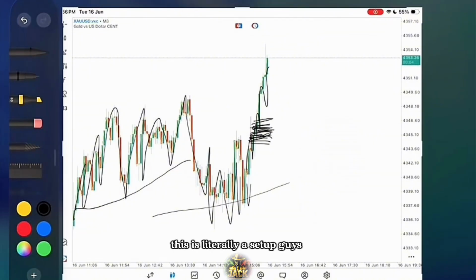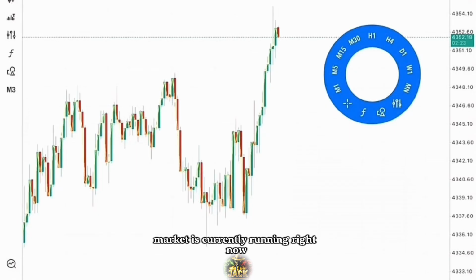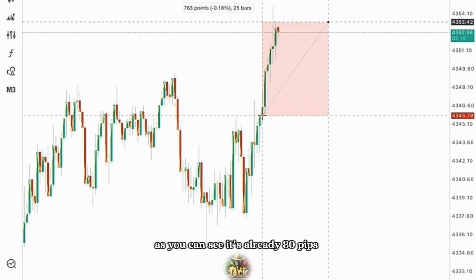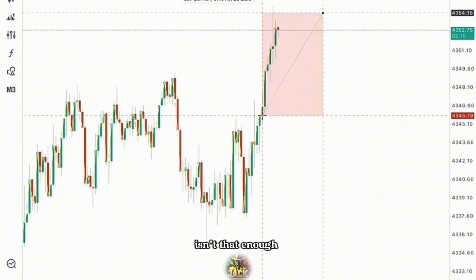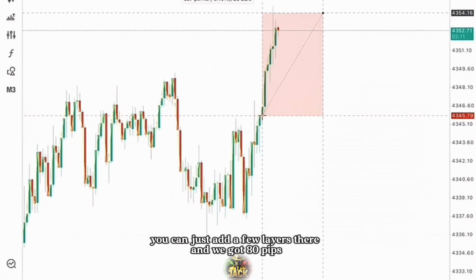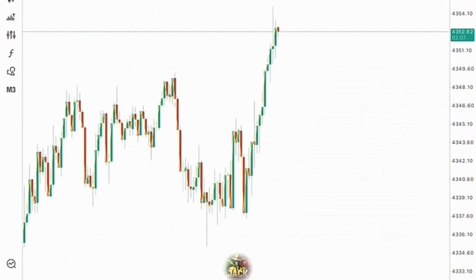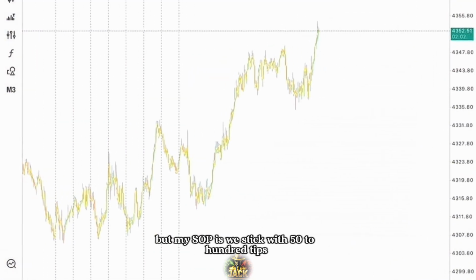This is literally a setup, guys. The market is currently running right now. If you enter here, it's already 80 pips. In total, we have 90 pips. Isn't that enough? You can just add a few layers there. You already got 80 pips. But my SOP is we stick with 50 to 100 pips.